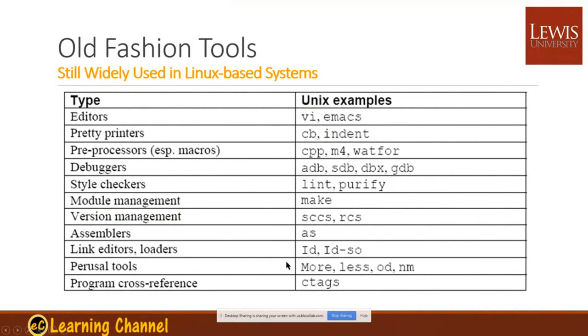So here is one example given by Unix. You need to have an editor. You need a pretty printer to make it prettier in some format, a preprocessor, a debugger, a style checker, and module management, version management, or a lot of things, Git or something. But these are in Unix. And nowadays, these are considered old-fashioned tools, but still in use.